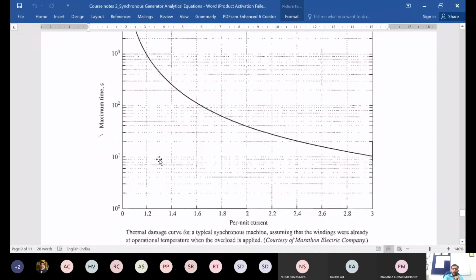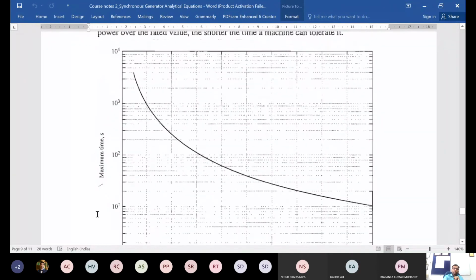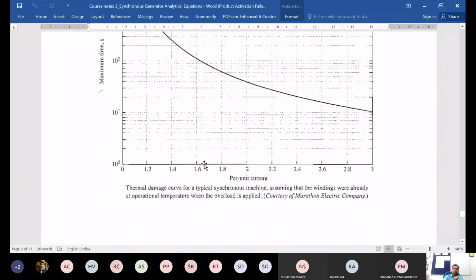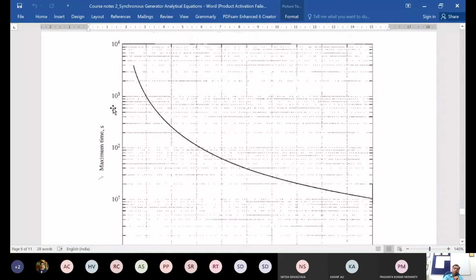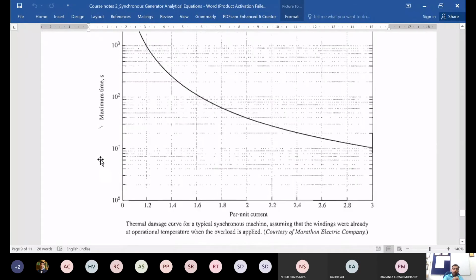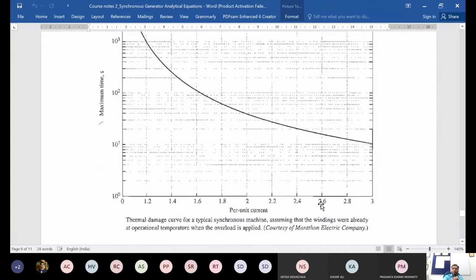And in this thermal damage curve here, if you see, this is the y-axis. This is actually a semi-log graph. So the y-axis is a logarithmic scale, and it gives the maximum time in seconds. So this indicates the maximum time the machine can tolerate a given amount of loading. And the x-axis is the per unit current.